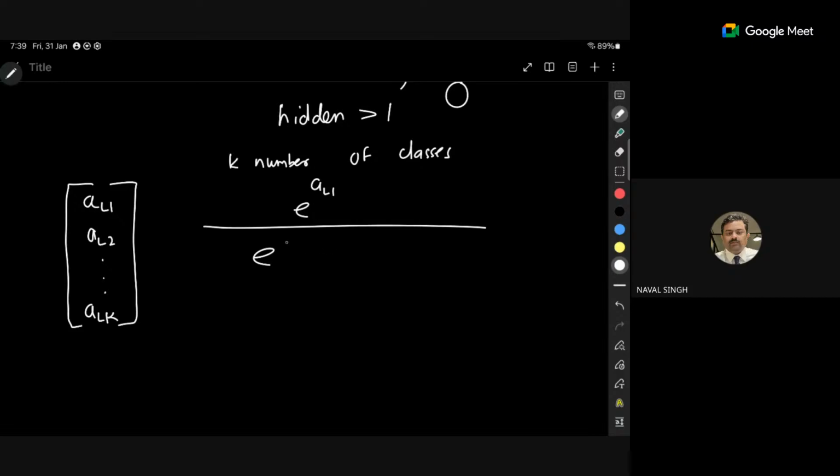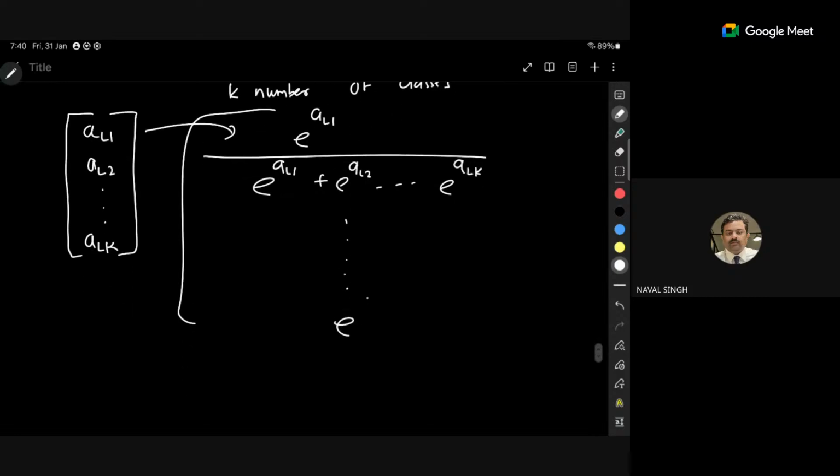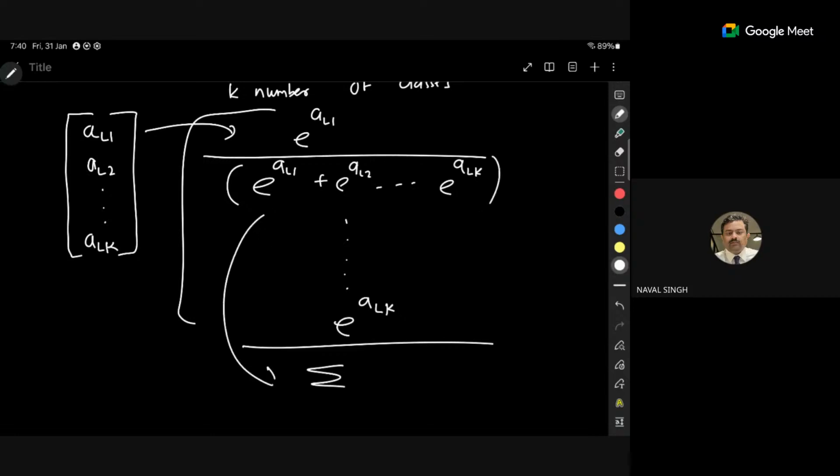Then we take the summation of this: e power AL1 plus e power AL2 and so on till e power ALK. This is just the first of them, and you use the same thing for all of them. Then you divide by the whole summation, and you get this as output. Whatever you get will be between 0 and 1, all of them, so you can say these are the probabilities.